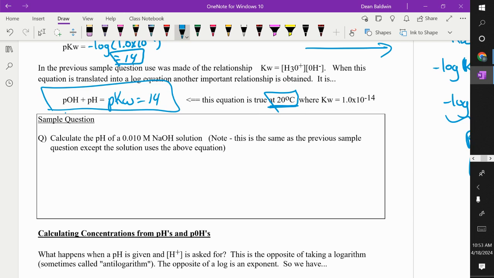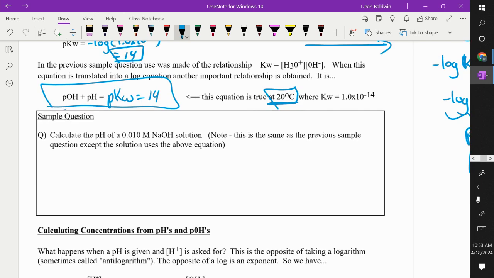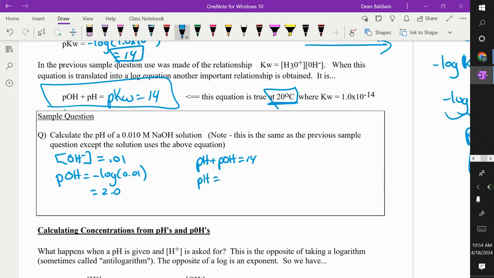Okay? So we know that this is a strong base. Therefore, the concentration of OH minus is equal to 0.01. Well, now I can do pOH is going to be negative log of 0.01, which is 2. And since I know that the pH plus the pOH has to equal 14, the pH is going to equal 14 minus 2, which is 12, which matches the one we just did.